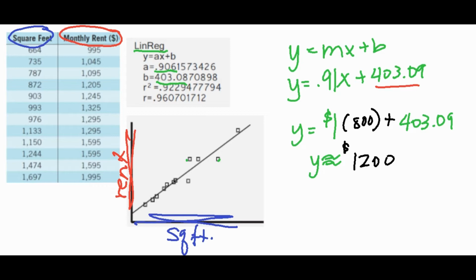Now, if you look at the rest of the data, there's an R value. The R value is 0.96 and then a bunch of numbers. So we're going to look at 0.96. And the 0.96, what is it explaining to us?